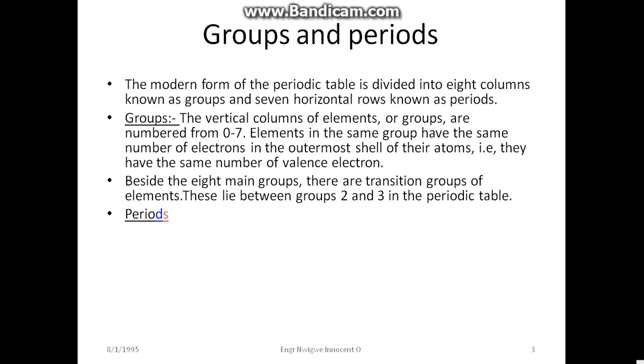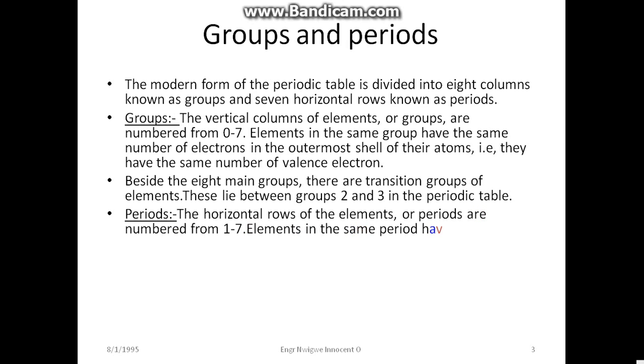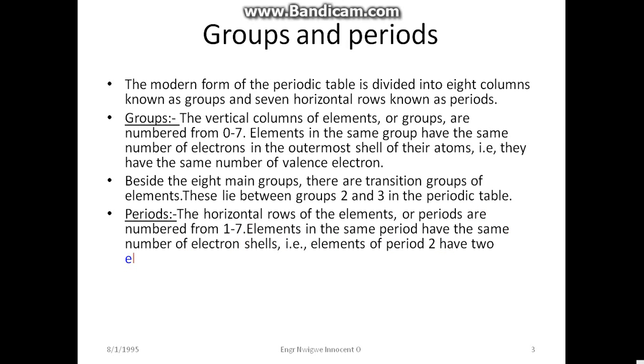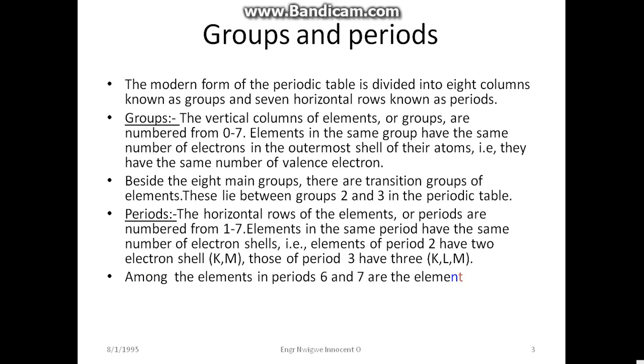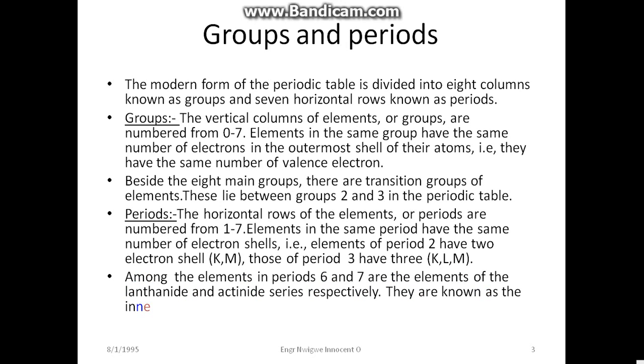Periods. The horizontal rows of elements, or periods, are numbered from 1 to 7. Elements in the same period have the same number of electron shells. That is, elements of period 2 have 2 electron shells, K and L. Those of period 3 have 3, that is K, L, M. Among the elements in periods 6 and 7 are the lanthanide and actinide series respectively. They are known as the inner transition elements.